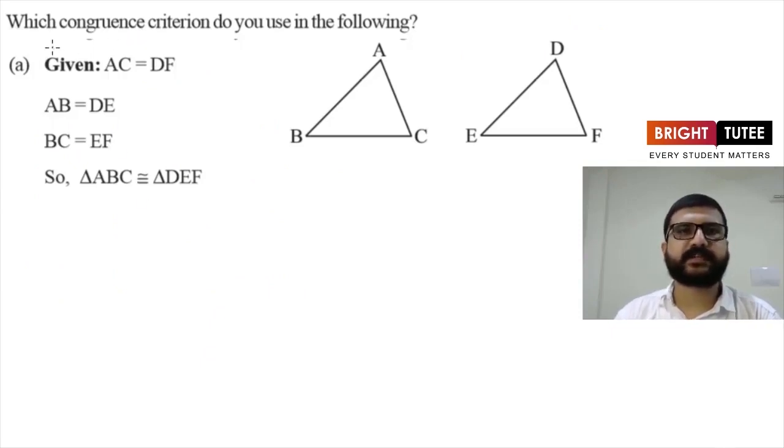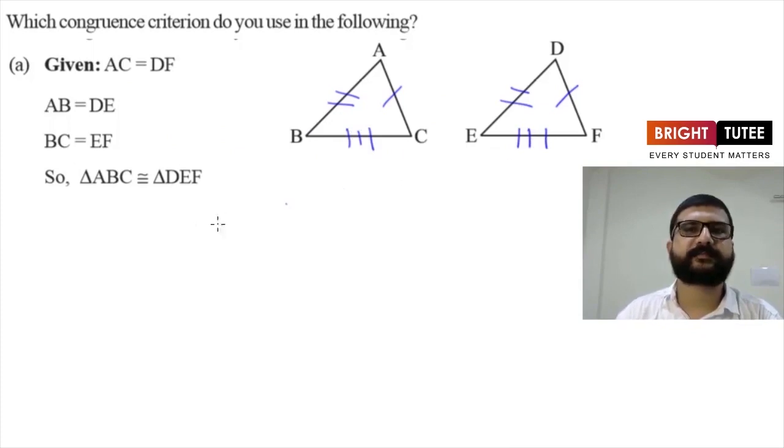Now here is the first question. The question is, which congruence criteria do you use in the following? So the first part of the question is, 2 triangles are given, triangle ABC and triangle DEF, and it is given that AC is equal to DF, and then we have AB is equal to DE, and BC is equal to EF. So these 2 triangles are congruent. This is already given here. We just have to tell these 2 triangles are congruent by which criteria.